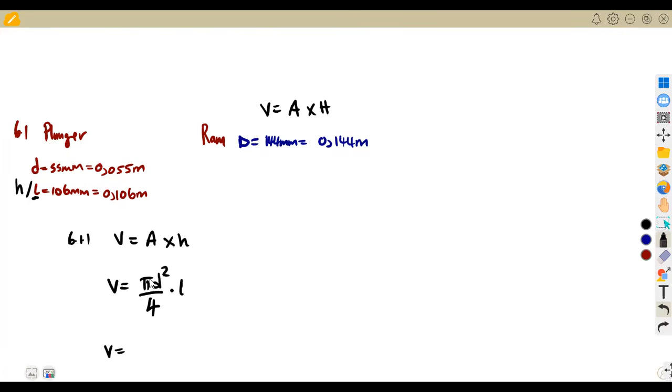The base area. This is the same concept that we are having: area times the stroke length, which is the height in this case. But here we do not have the corresponding height of the ram. We have the stroke length from the plunger. So we're going to use the information of the plunger. Remember, these two must be equal. So we're going to have pi d squared over 4.